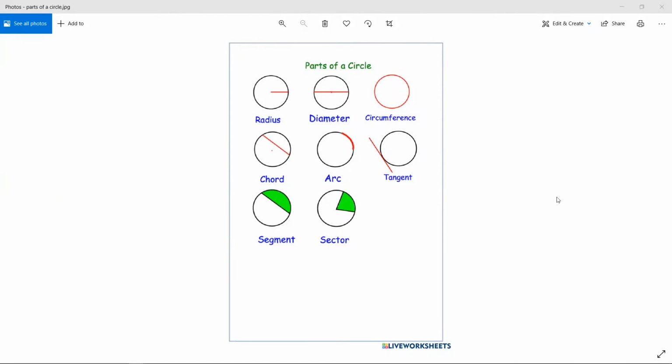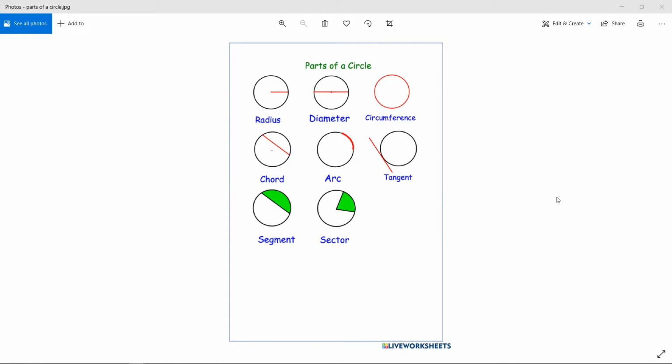Hello guys, welcome to this video on circle theorems. Now, before we can understand what circle theorems are, it's better to have a good understanding of the parts of a circle. So on your screen are the various parts of a circle.